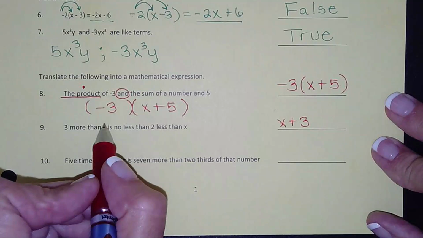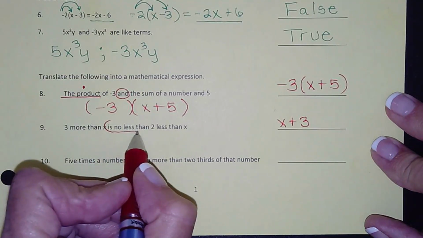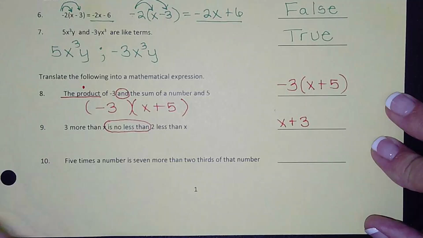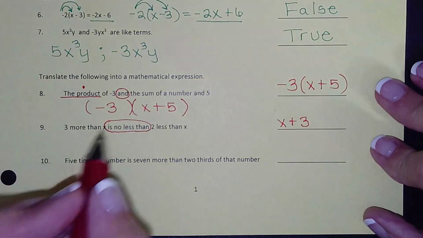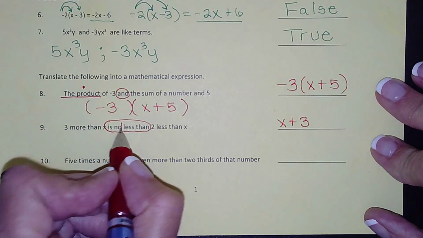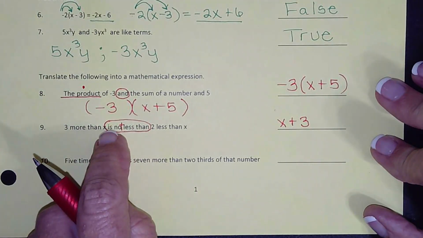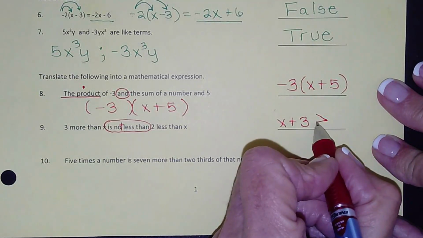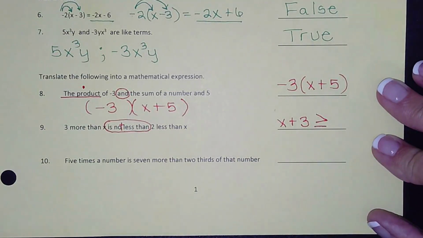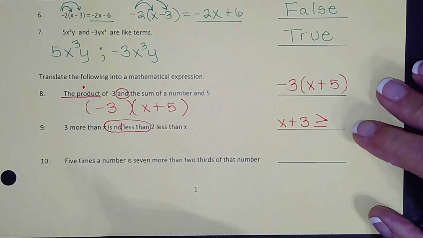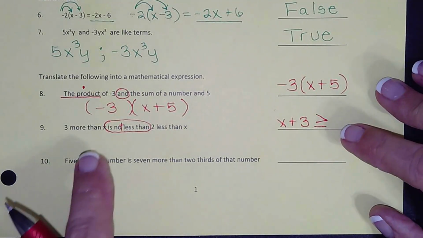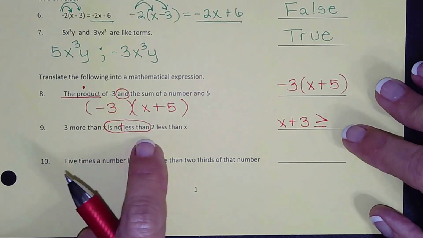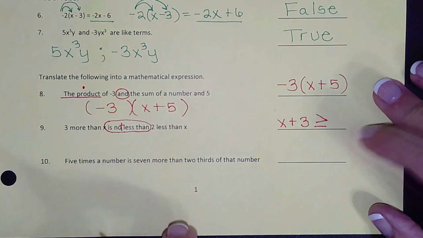Is no less than. So you guys remember the trick I told you for that? Put a T in. Is not less than. Well, what's not less than? Greater than or equal to. Those are both not less. So is not less than means greater than or equal to.